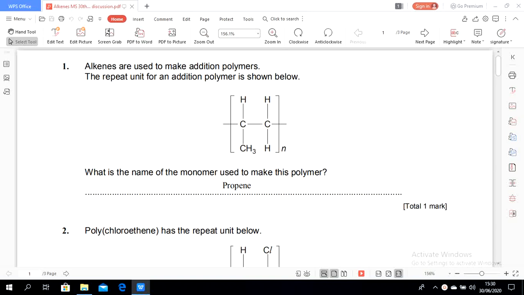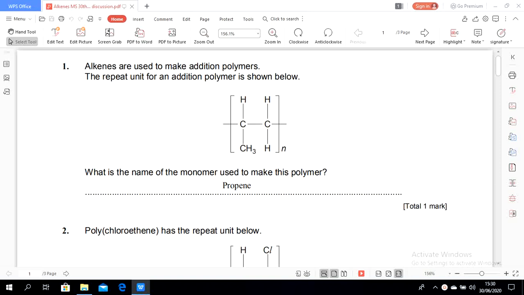Yesterday you got the homework for AS level or minor chemistry about alkenes. This is the discussion of the homework. I hope all of you already turned in all your homework properly on Google Classroom. Okay, let's see number 1.